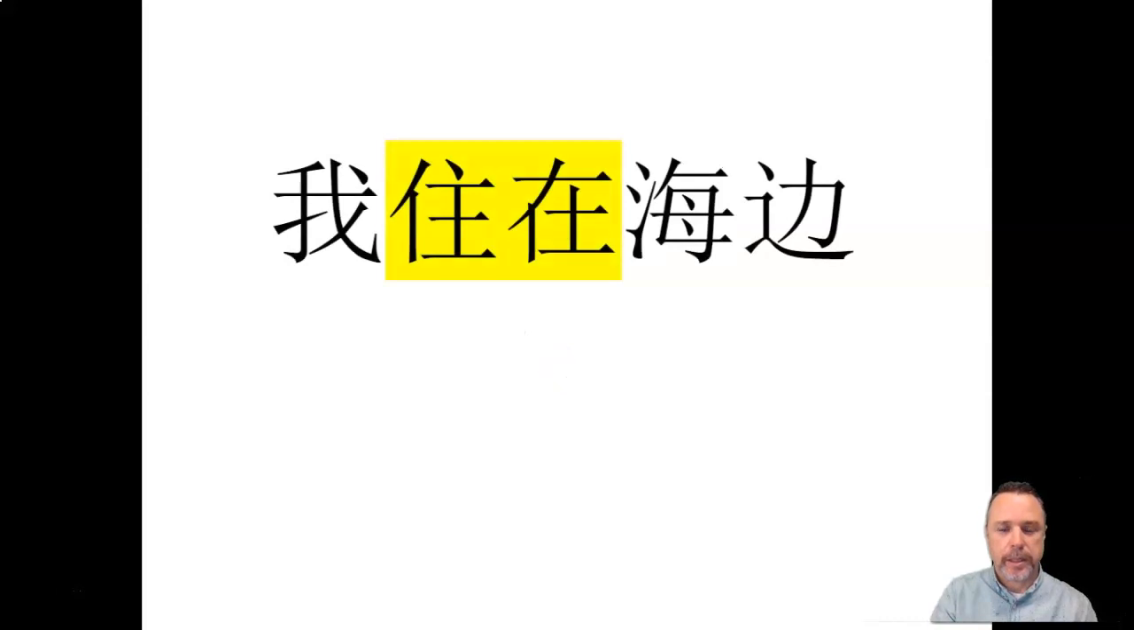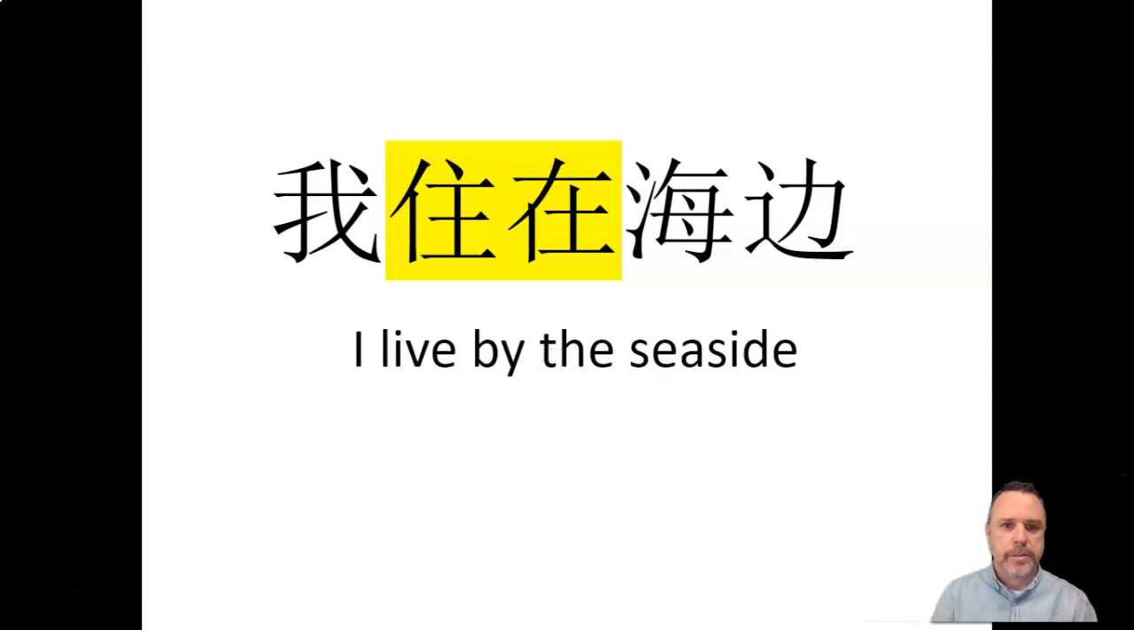Okay, here's another example. This is true for everybody who lives here in Coffs Harbour. 我住在海边. 我住在海边, which just is I live by the seaside. So you can see here that the 在, we translate that in English here as by rather than in. We've got multiple prepositions there, but in Chinese you just need the one. Yeah, 我住在海边, I live by the seaside.